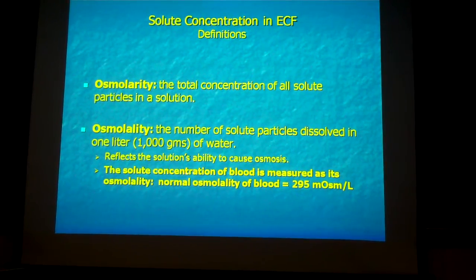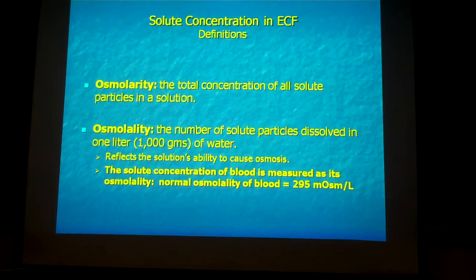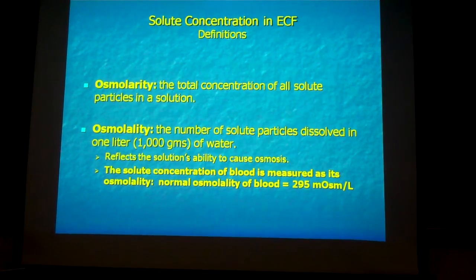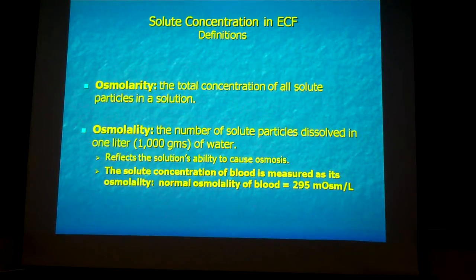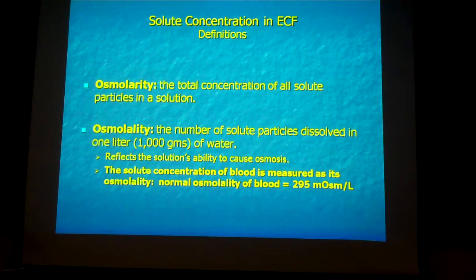The solute concentration of blood is measured as its osmolality. The normal osmolality of blood is 295 milliosmoles per liter. Now, when we were talking about the kidney, and what happens in the loops of Henle, we showed you the little diagram of the filtrate having an osmolality of 300 milliosmoles as it headed down to 1,200, away from the renal corpuscle. We just rounded off 295 to 300, just so it's easier to talk about in even numbers.